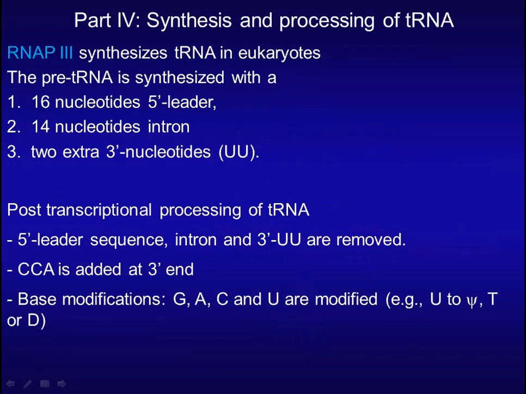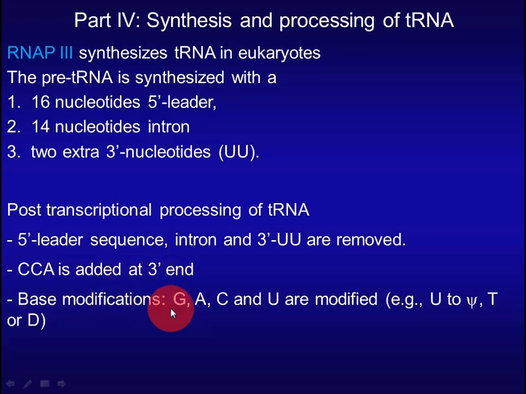Now, let's move to part 4. tRNA is synthesized by RNA polymerase III. The pre-tRNA contains a 5' leader sequence, an intron, and 3' extra nucleotides. Post-transcriptional processing of tRNA includes removal of the 5' leader sequence, introns, and 3' extra nucleotides, addition of CCA at the 3' end, and base modifications.